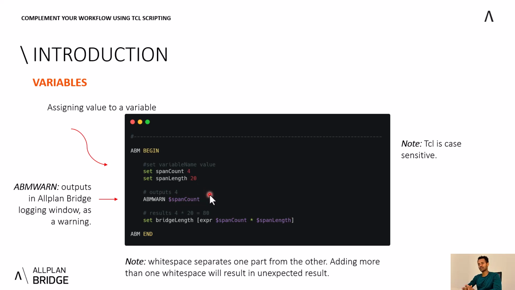One other thing to note is about white spaces. When we say white spaces, it means one space using the space bar, or it could also be a tab, or it could also be a new line. So basically these white spaces separate one part from the next part. Here we have a new line, so that's a white space. It separates this part from this part.